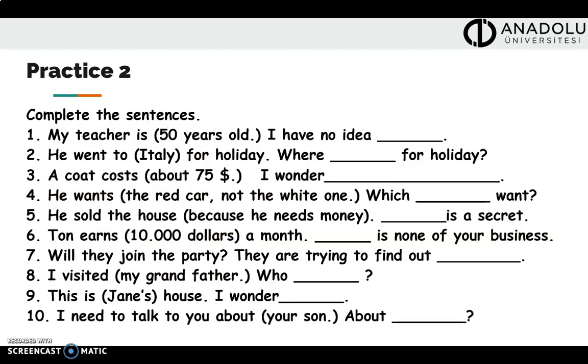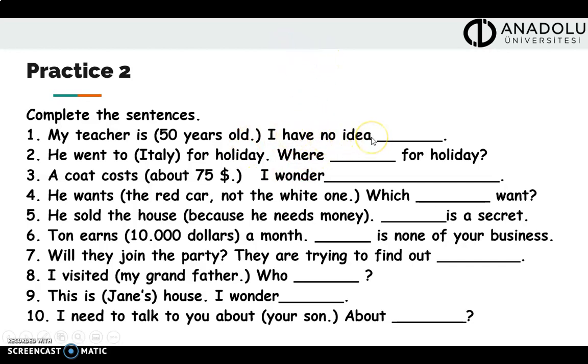And here is another practice. Be careful. In this practice, you are going to ask questions for the information in the parentheses and complete the sentences. Pay attention to the question type. It may be a direct question or an indirect question. For example, let's look at the first two questions.